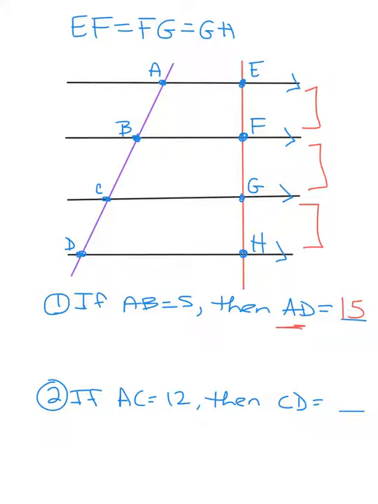Let's look at number 2. If AC is equal to 12, so this distance right here, if that whole thing is equal to 12, again, I know that each segment on that transversal cuts off congruent sides, so I know each segment is going to have a measurement of 6. So then I can say that CD has a measurement of 6.